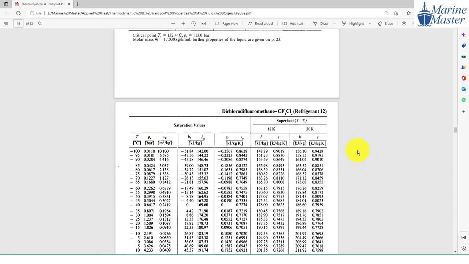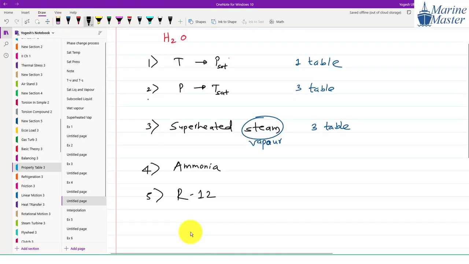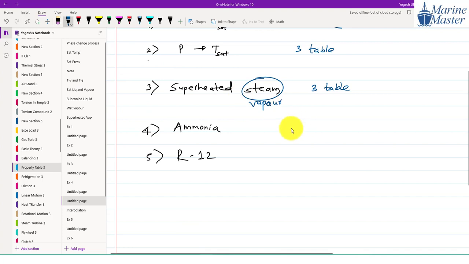And then the next important table is difluoromethane. This is refrigerant 12, and refrigerant 12 means nothing but R12. The fifth important table is R12. Here we have only one table related to this one.